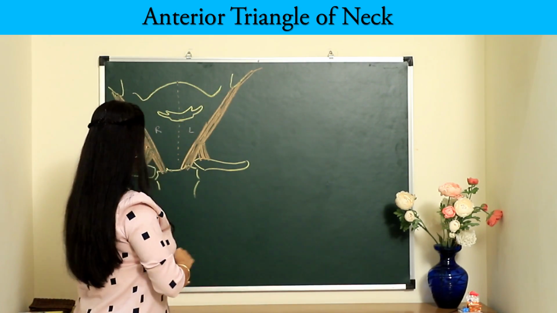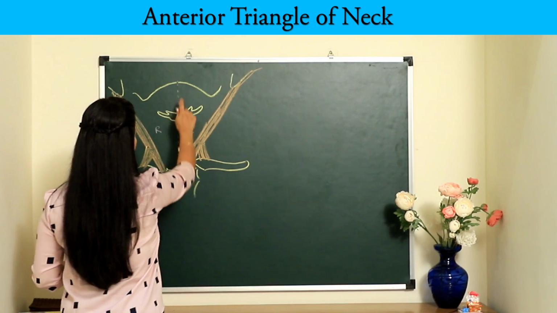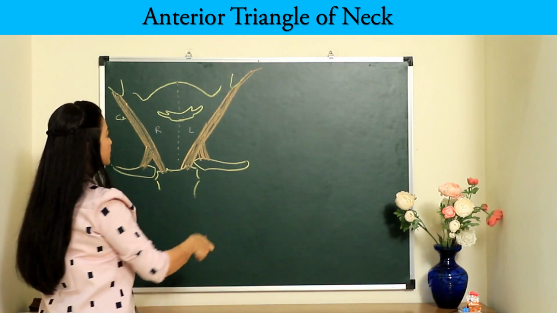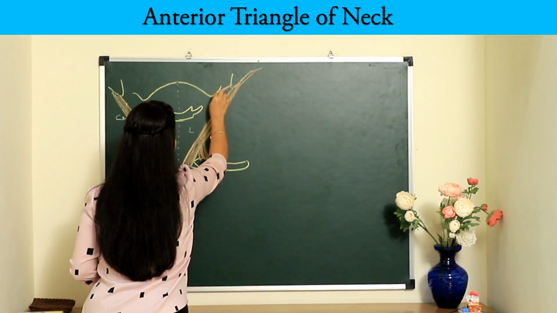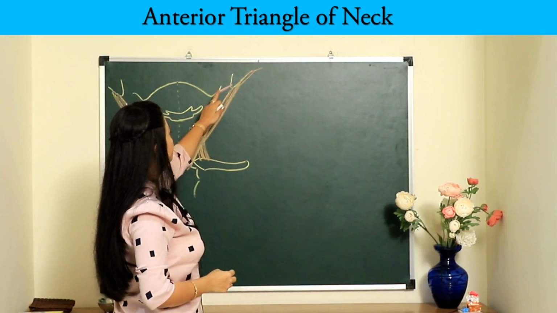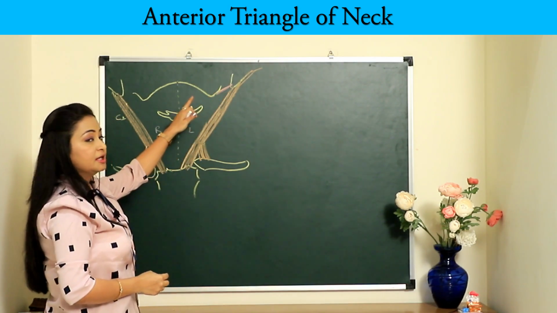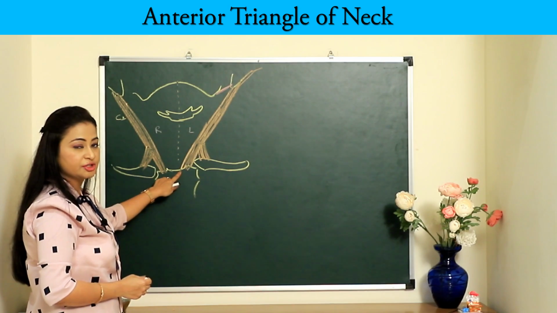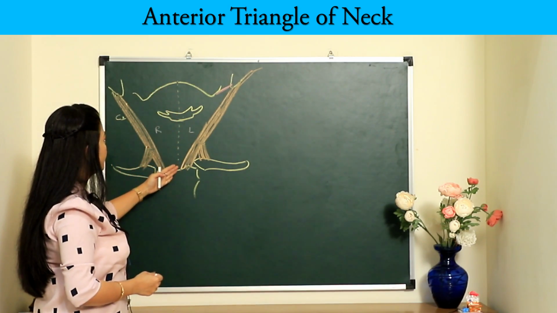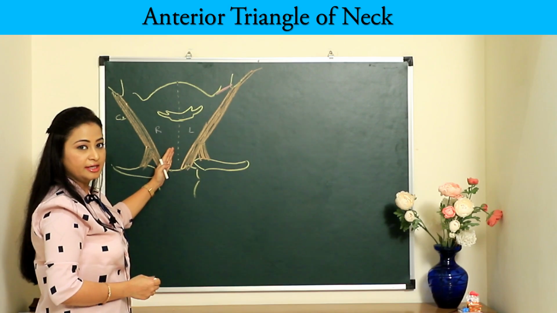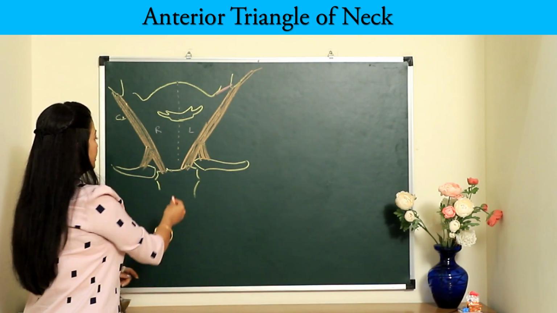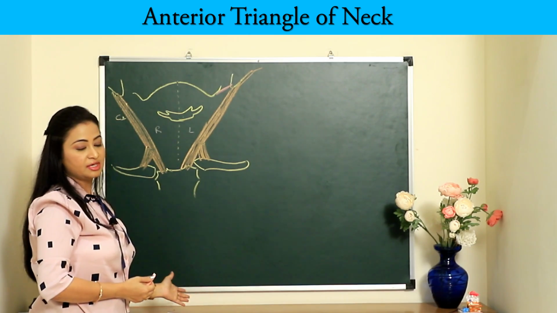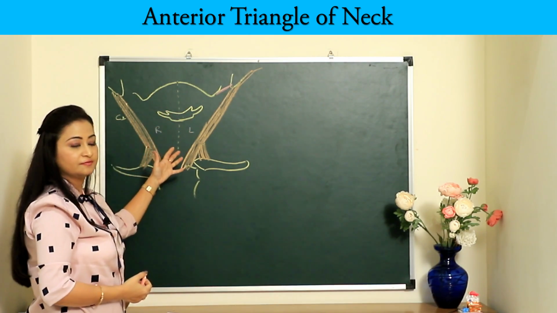This is the base. Now the base is formed, as you can see, by the inferior border of the mandible, as well as an imaginary line joining the angle of the mandible to the mastoid process. Now the apex of this triangle lies below here at the suprasternal notch. The anterior border is formed by this anterior median line and the posterior border is formed by the anterior border of the sternocleidomastoid muscle. So these are the boundaries of this triangle.